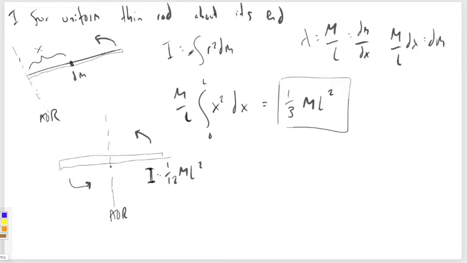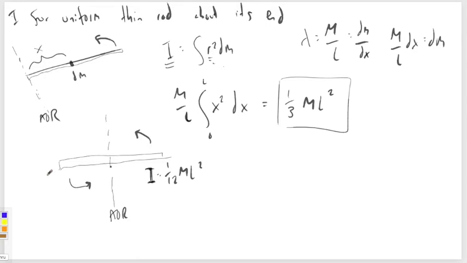Why is that true? Because I, rotational inertia, has to do with mass and how the mass is distributed, how it's arranged with respect to the axis of rotation. For this orientation, for trying to spin the rod about its end, I have more mass concentrated farther away from the axis of rotation. So of course its I value, its rotational inertia, is going to be larger.